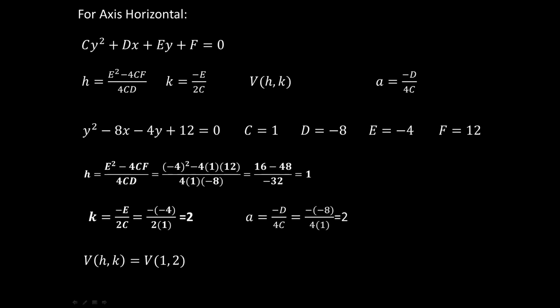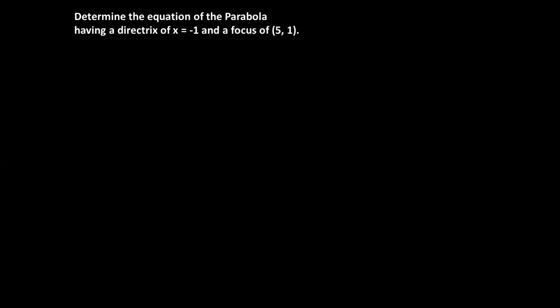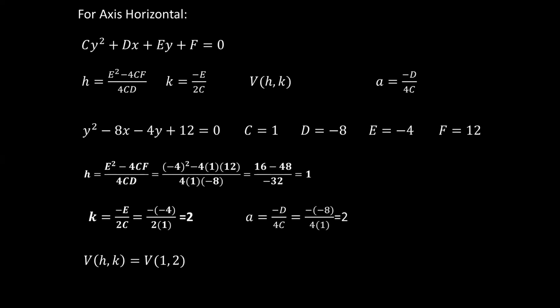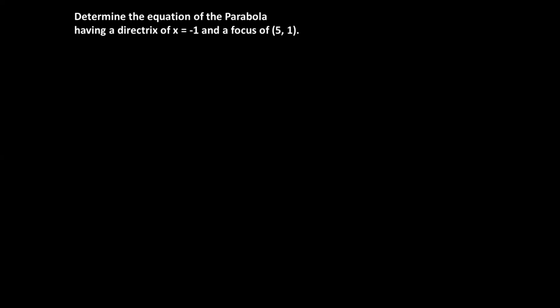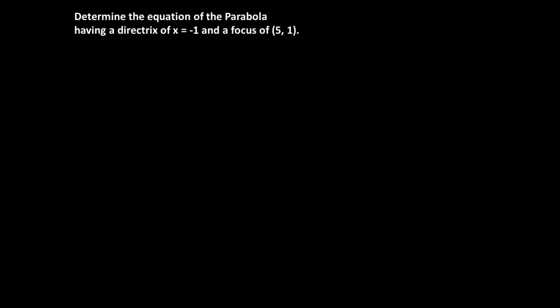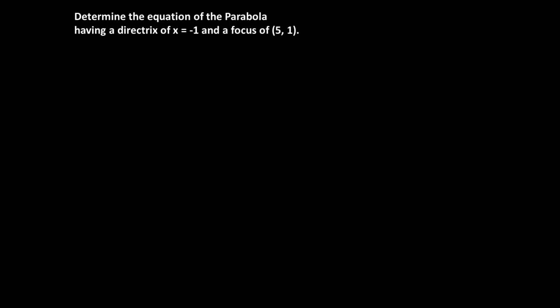Okay, let us proceed. For axis vertical, hindi na tayo nagbigay ng axis vertical. So, yun na yung axis horizontal natin. And then, given na yung mga formula, direct substitution lang naman yun. Now, ito yung pinaka-importante sa lahat. Kunwari, nasa licensure examination tayo. Yan yung tinutumbok ko kanina na gusto kong matutunan ninyo. Determine the equation of the parabola, having a directrix of x equal to negative 1 and a focus of 5 and 1.